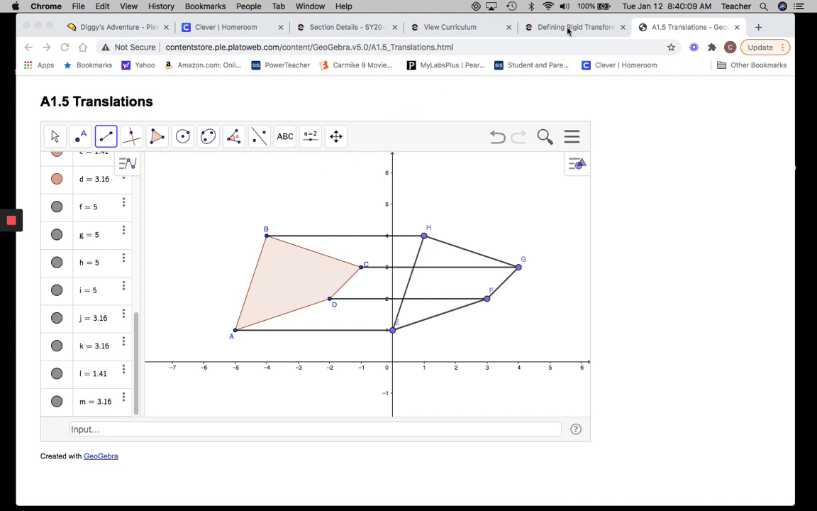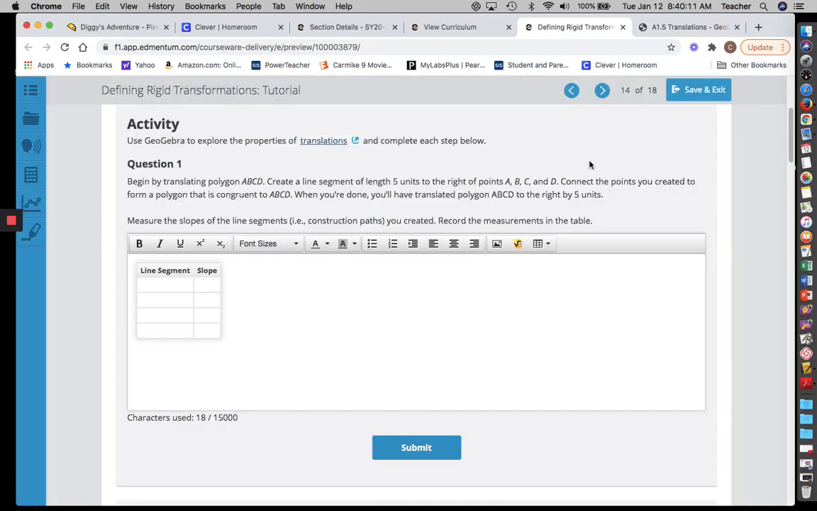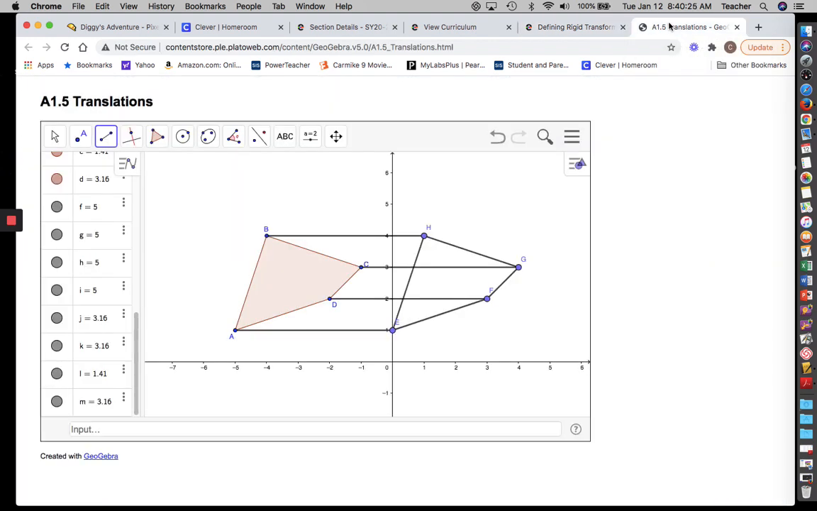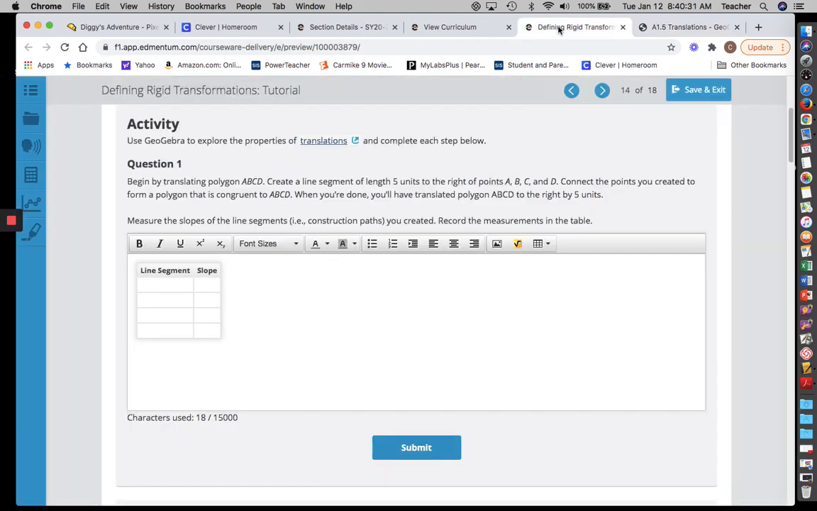All right, so let's see what else I got to do here. So I've created the points. When you're done, you will have translated polygon ABCD to the right by 5 units. Measure the slopes of the lines you created. Record the measures in the table. Okay, so I've got to find the slope of the lines. Which lines? Measure the slopes of the line segments of the construction path.